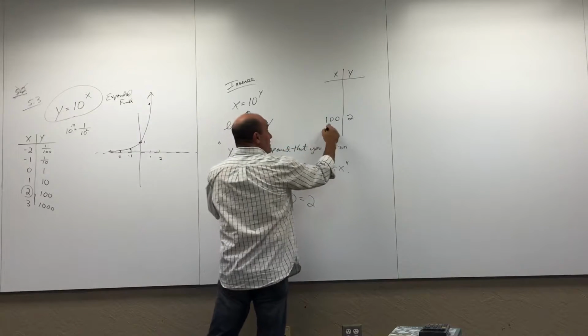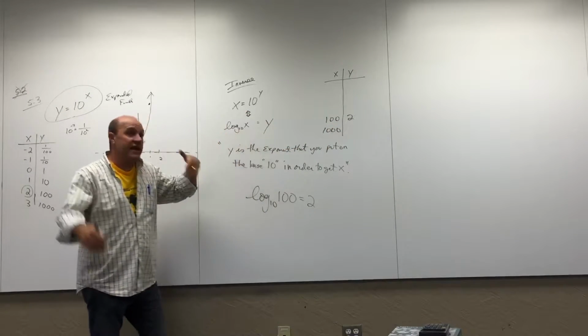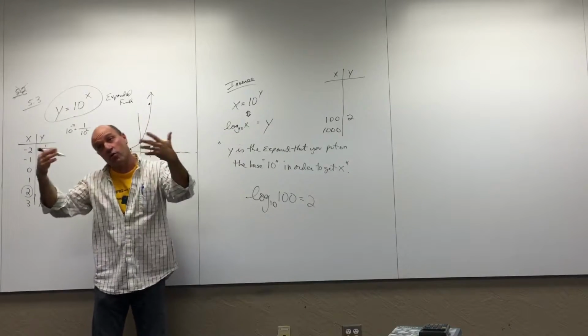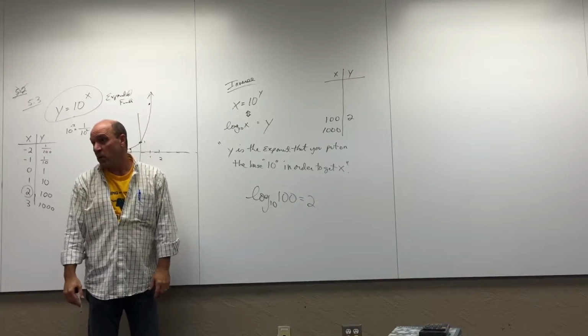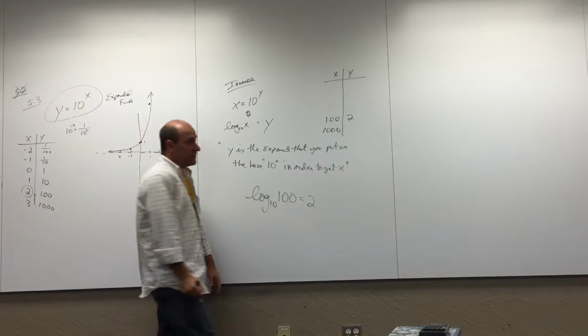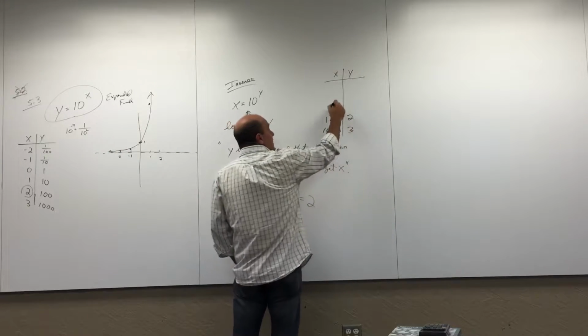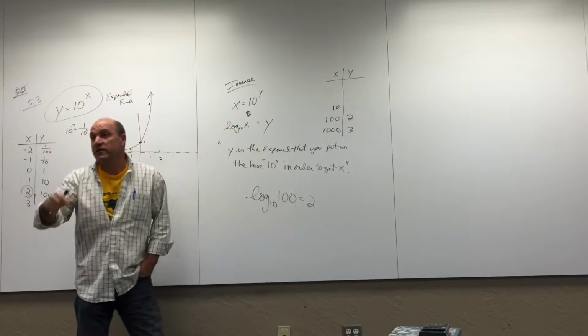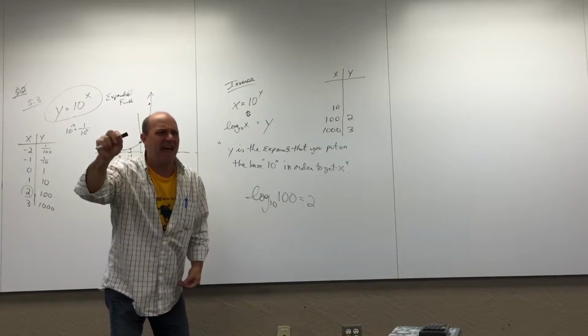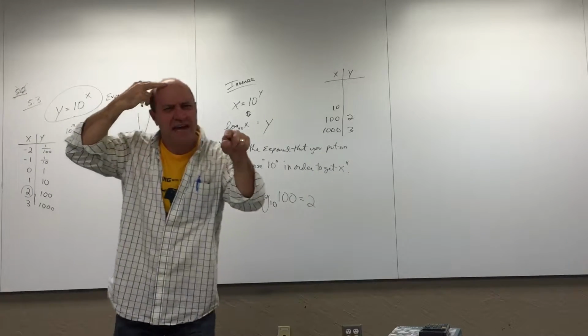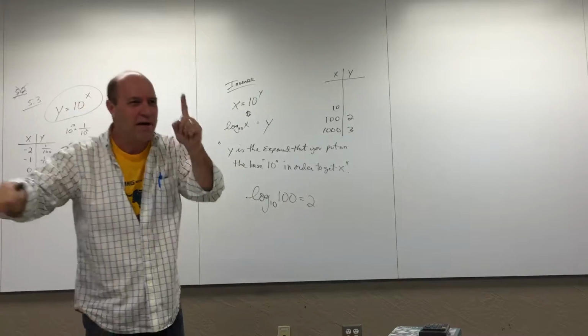If you plug in 1,000, you're looking for the exponent that you put on 10 in order to get 1,000. What exponent do you put on 10 in order to get 1,000? 3. If you plug in a 10, you're looking for the exponent that you put on 10 in order to get 10. What exponent do you put on 10 in order to get 10? 1. A 1.